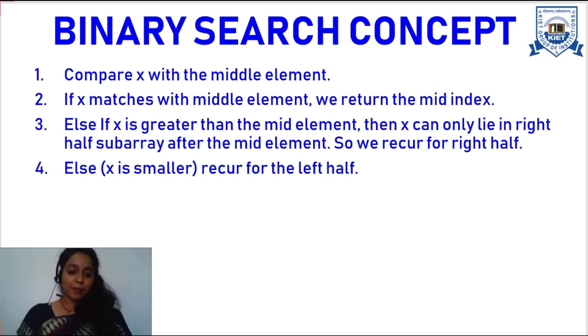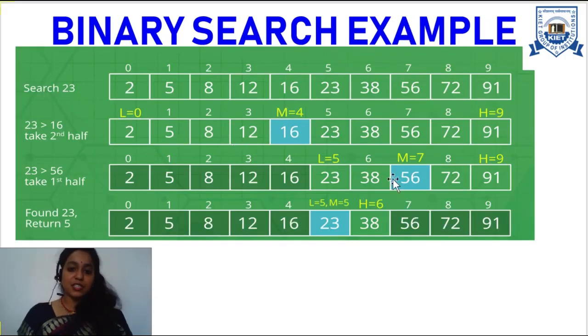Let's take an example and understand the concept. Suppose this is our array with indexing from 0 to 9, and the element to be searched is 23. So the lower bound is 0 and the upper bound is 9. First we will find the middle index of this array. Middle will be (lower plus upper) by 2, that is 0 plus 9 by 2, which is 4.5. We are taking the lower value, so we take 4. So the middle index value is 4 and the element present at the middle index is 16. The first comparison is done between 23 and 16. Now we have compared: 23 is not equal to 16.